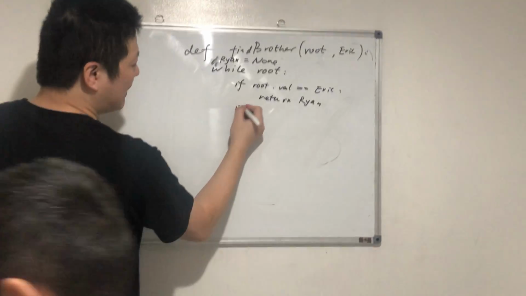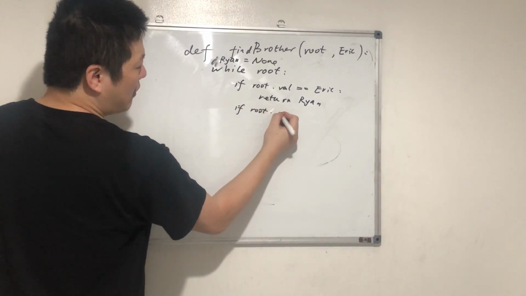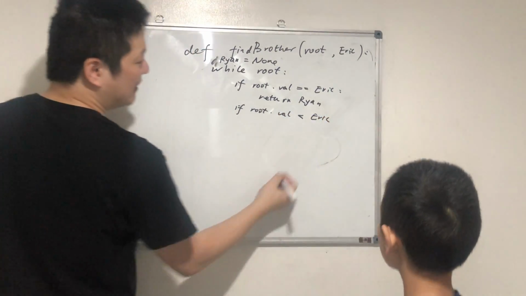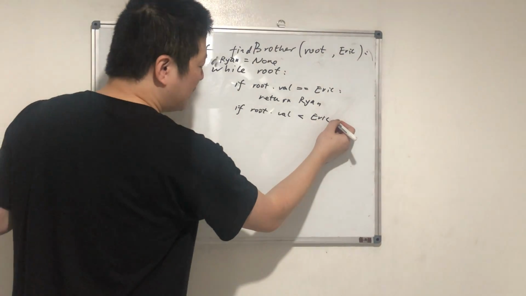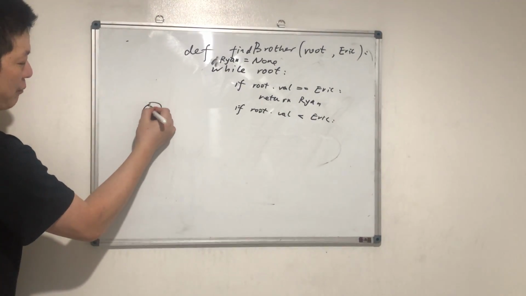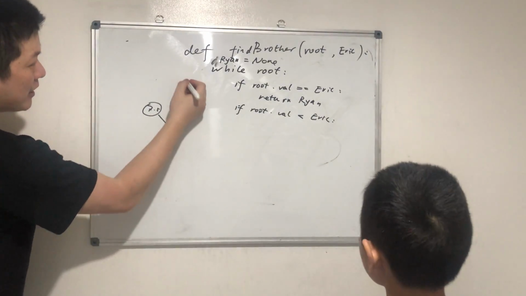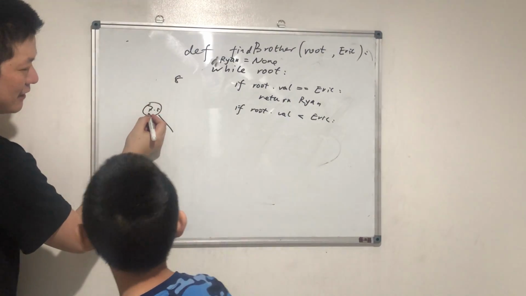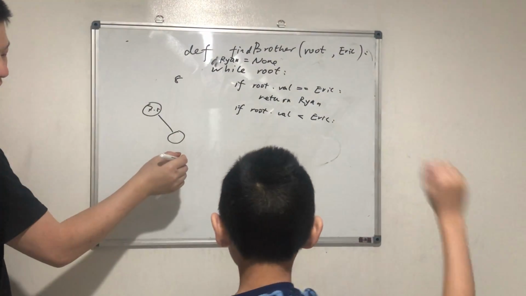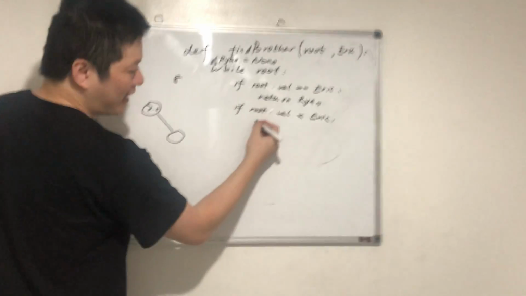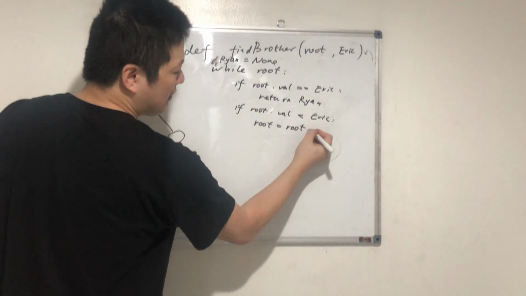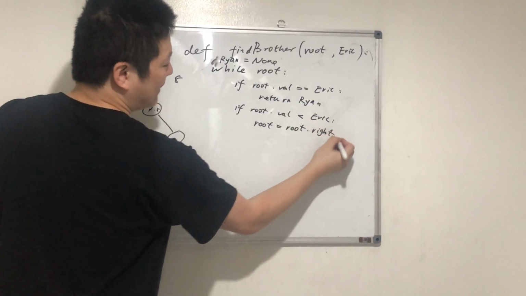Okay, now look. If root dot value is smaller than Eric, what does it mean? So Eric is bigger than the current root. So look, this is 7.5, and you are looking for Eric, 8. So 8 is bigger than 7.5. So what do we do? We go to the right. So how do we go to the right? Root equals root of right.